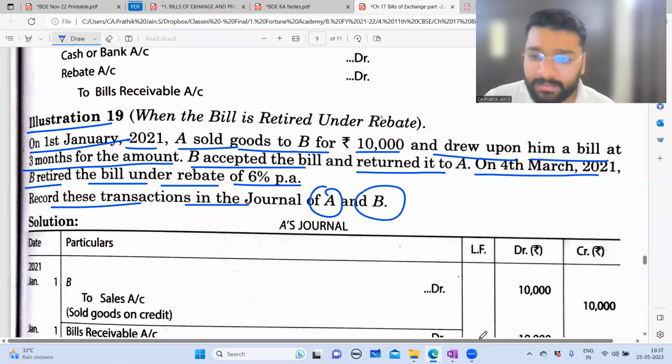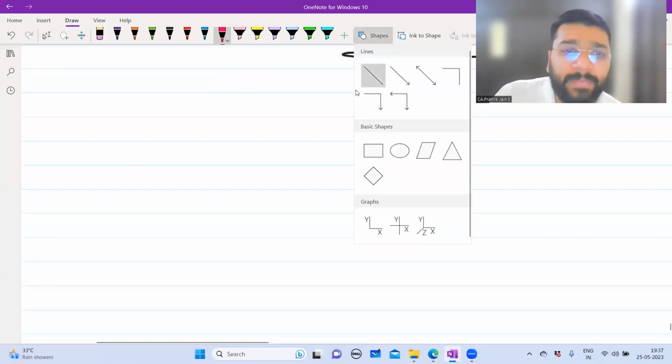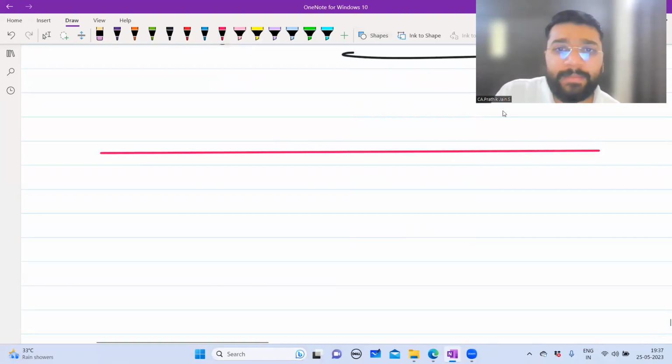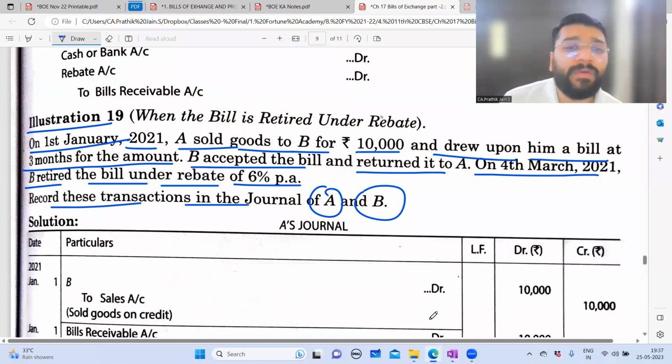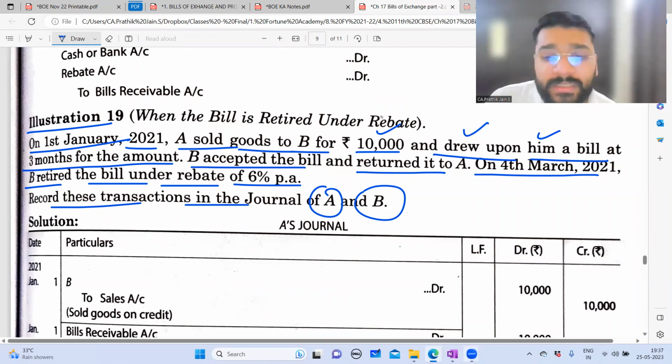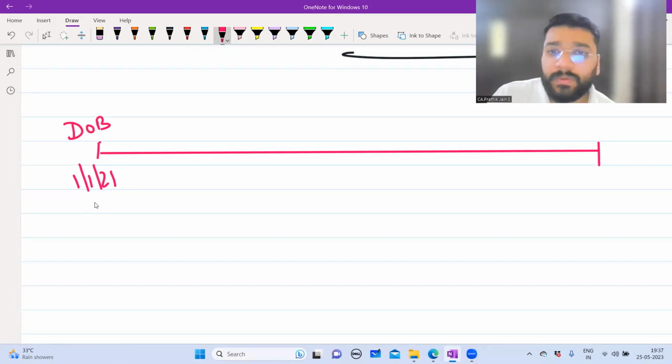So this is the question. Very simple question, guys. Let's do it very quickly. So this is the timeline. On 1st Jan 2021, A sold goods to B for 10,000 rupees and drew upon him a bill at 3 months for the amount. So when is the bill of exchange executed, guys? 1st Jan 2021.